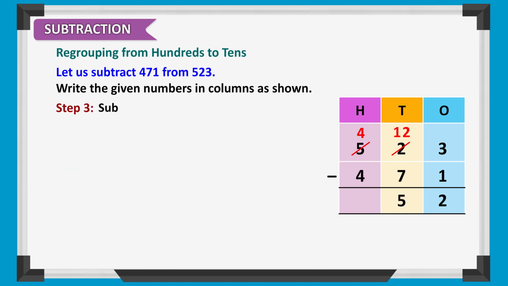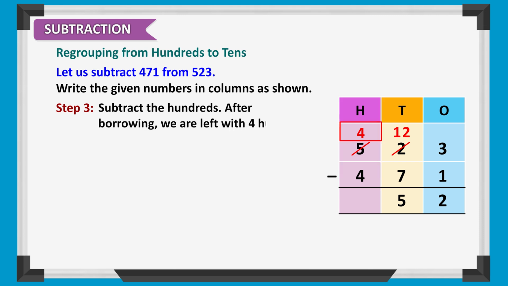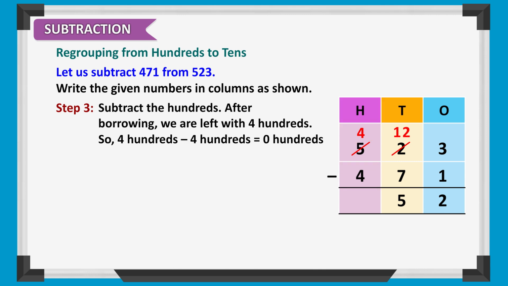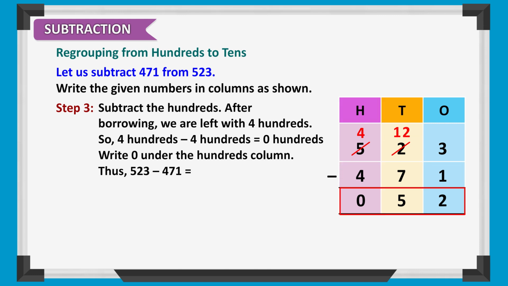Step 3. Subtract the hundreds. After borrowing, we are left with 4 hundreds. So, 4 hundreds minus 4 hundreds is equal to 0 hundreds. Write 0 under the hundreds column. Thus, 523 minus 471 is equal to 52.